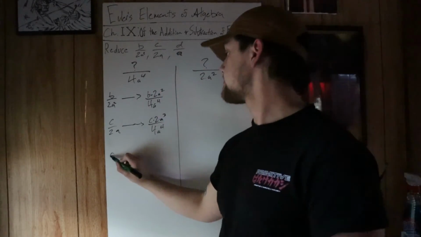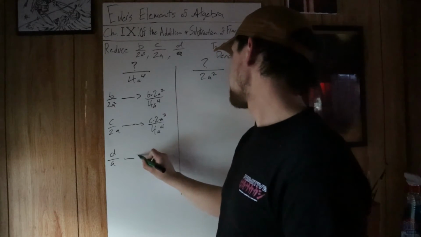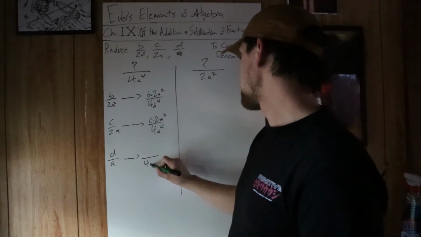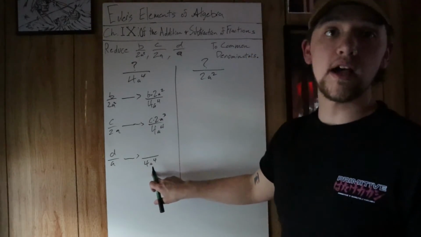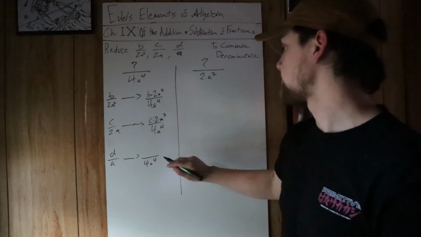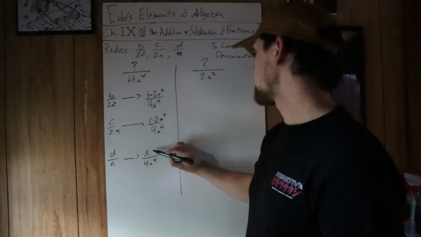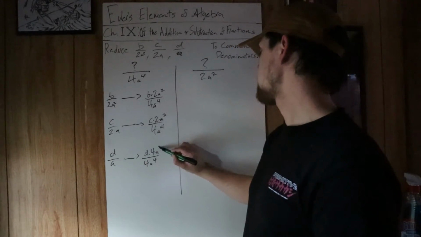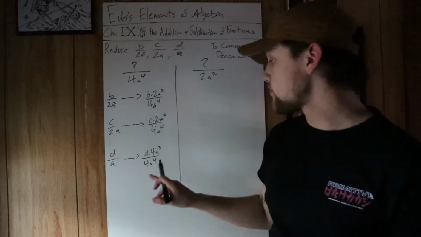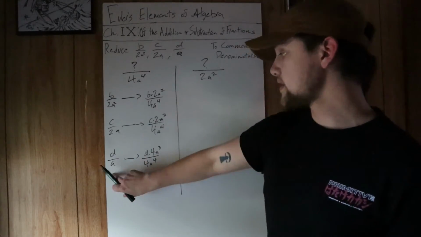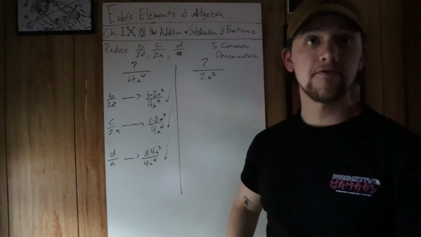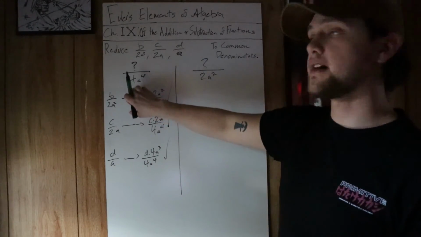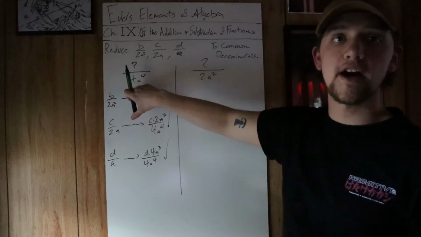d over a. How do we get that into the form 4a to the 4th power? Well, simply multiplying it by 4 and an a cubed. d times 4 times a cubed. And if you notice, those will factor out, cancel, and leave us with our original quantity. So that is the first method, of which the common denominator is 4a to the 4th power.